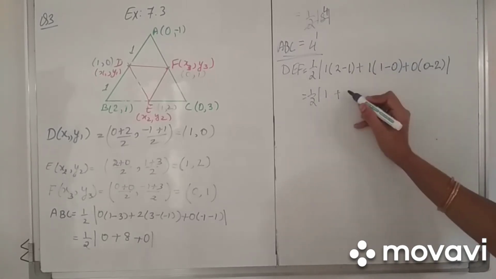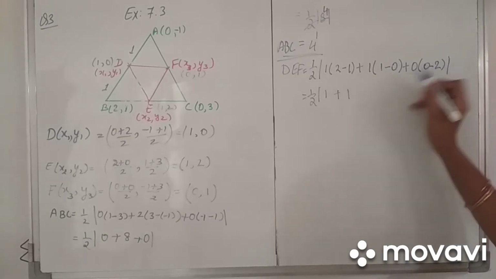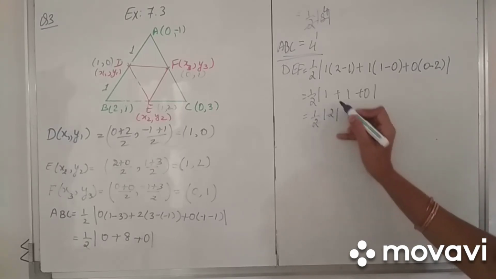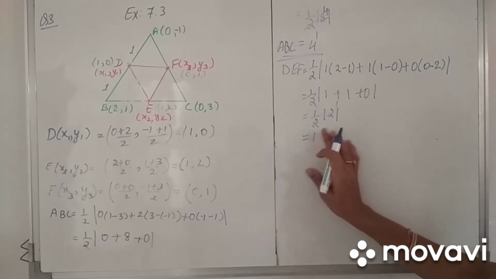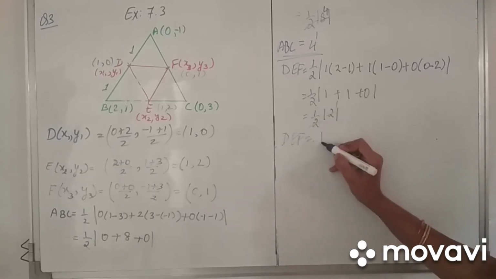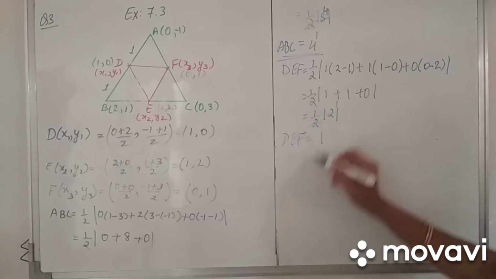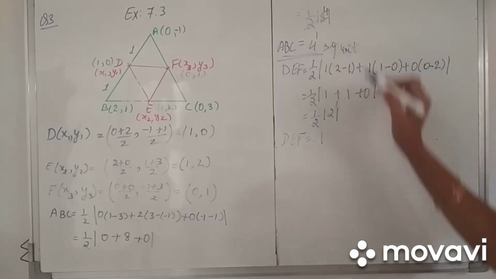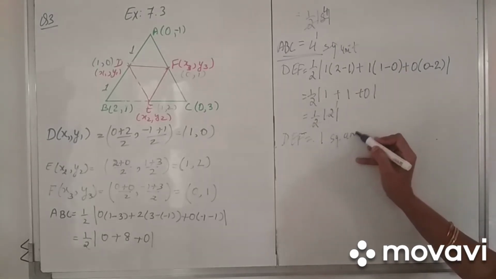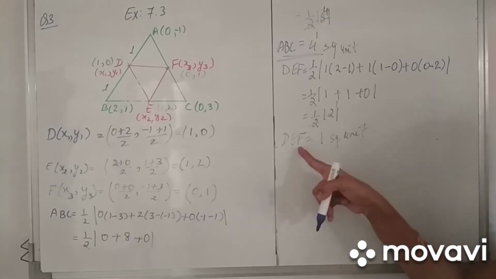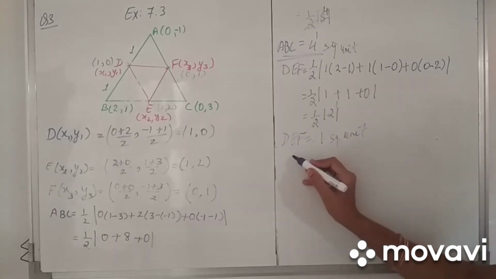here 1 into 1, and the last term is 0. So nothing is required to be solved. So 2 ones are 2. So what I am getting is DEF is equal to 1. As it is area, we will write it in square units. Square unit.